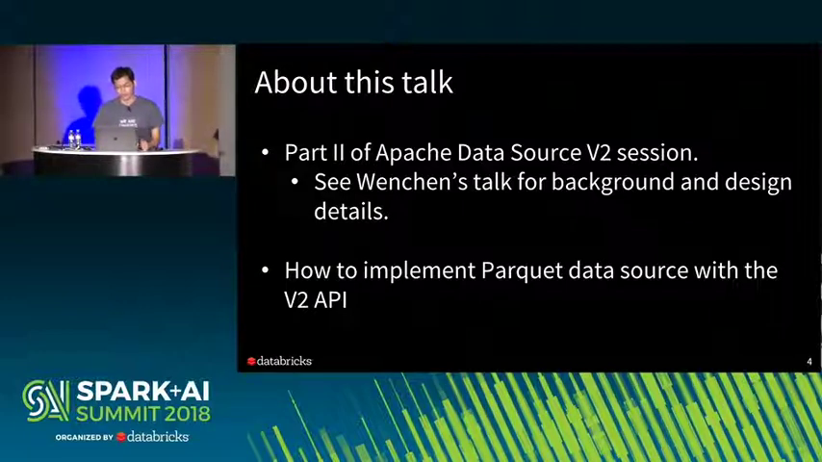This talk is part 2 of the Apache data source v2 session. Wenchen has introduced the background and design details in the previous talk before the lunchtime. This talk is to show some examples for how to read and write Parquet files with the v2 API. I will also introduce some internals about how data source works.